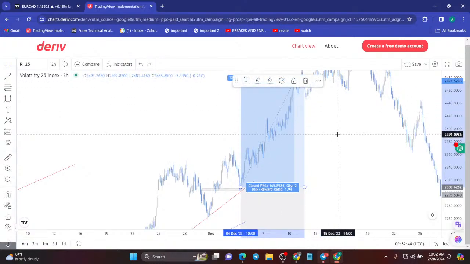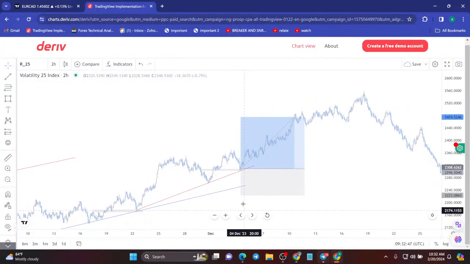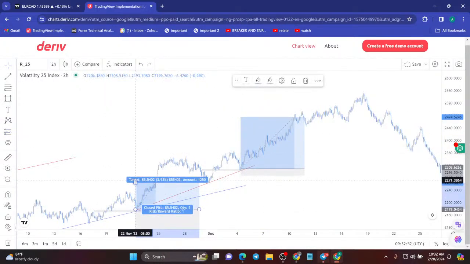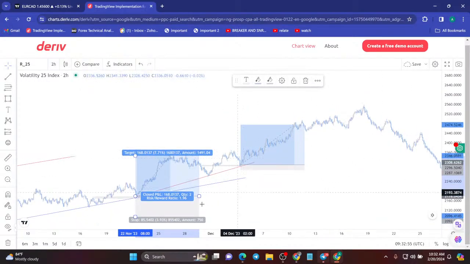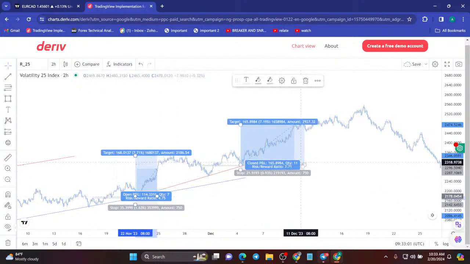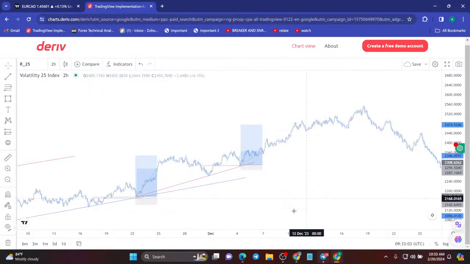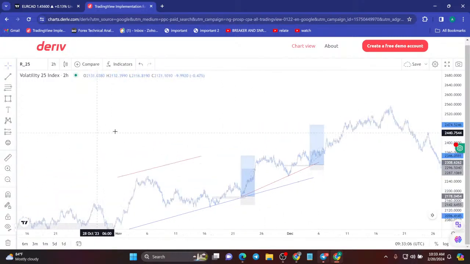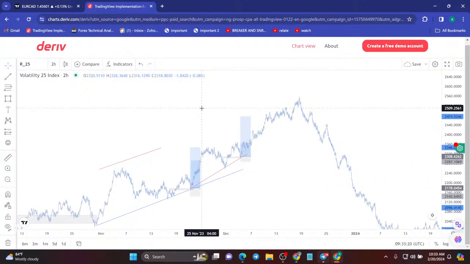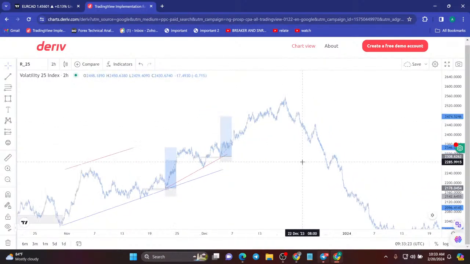Did you not notice it? Did you notice this, as if that was not enough again? Now don't forget, this is the 2 hours time frame. So if you go to the 5 minutes time frame or 15 minutes time frame, this trade becomes massive pushes.